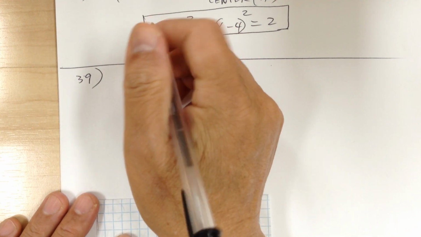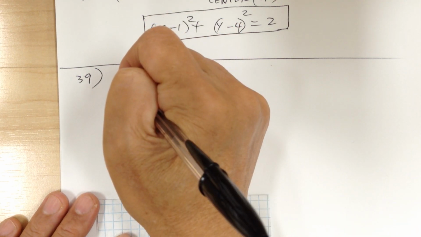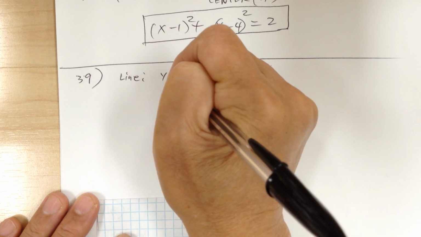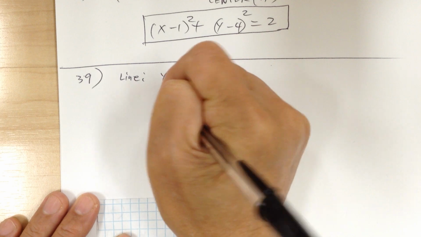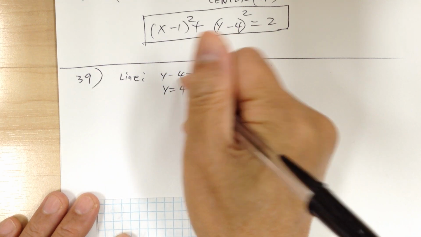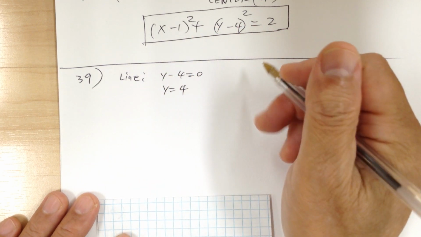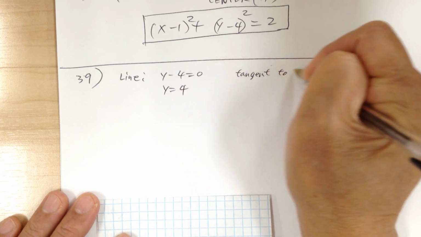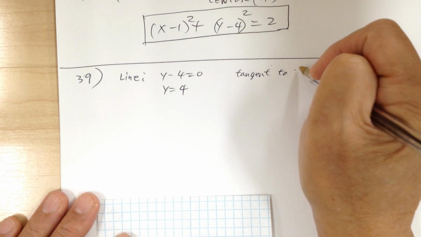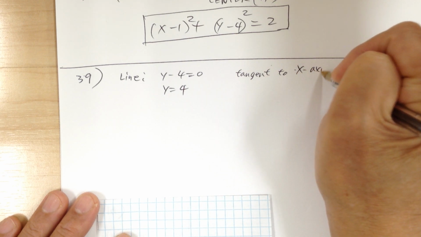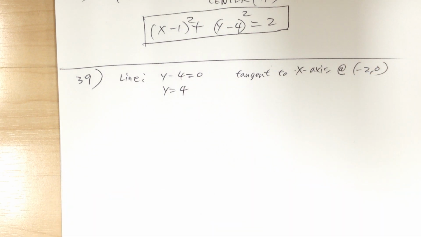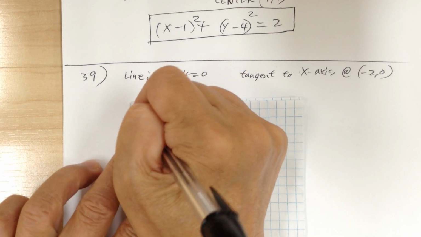Okay, number 39. The center is on the line y minus 4 equal to 0. So this is y equal to 4, if you just move the number over. And then it's tangent to the x-axis at -2, 0.